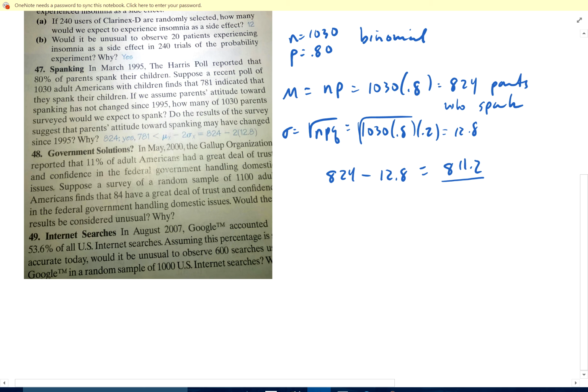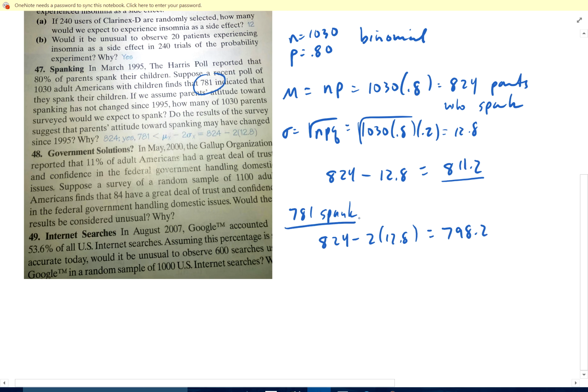Well, by this recent poll, we had 781 out of 1030. So what is 781? Oh, we had 781 spank. Oh, so that's way below one standard deviation. Let's do 2 standard deviations. So minus 12.8, 798.